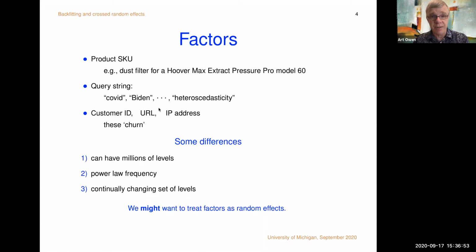Other variables are like this too: a customer ID, or a URL or an IP address. And those things churn, especially if it's a cookie. Cookie comes, cookie dies. So they're not constant. Now, okay, so there could be millions of levels. There could be a power law frequency between popular and unpopular. And there could be a constantly changing set of levels. Now, we might want to treat these factors as random effects. And I'm not going to say you have to do that.